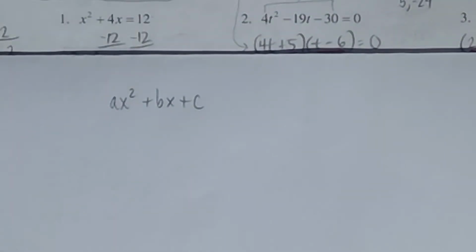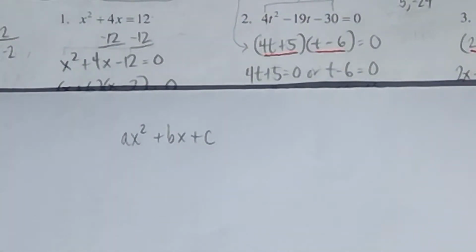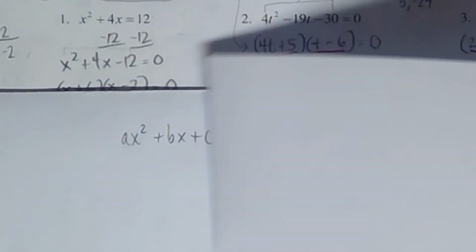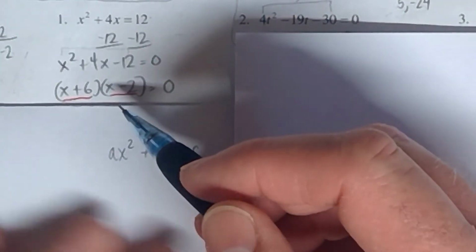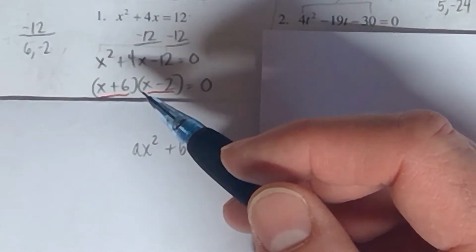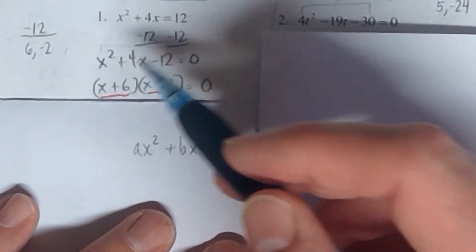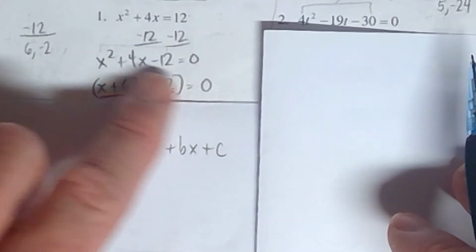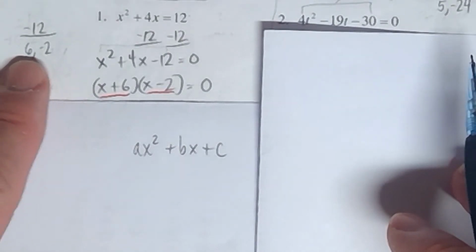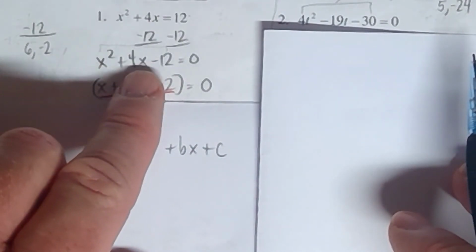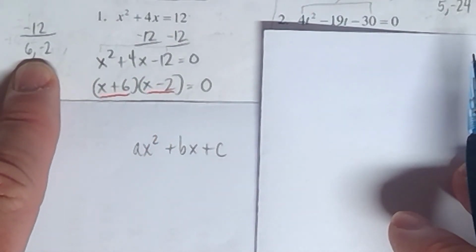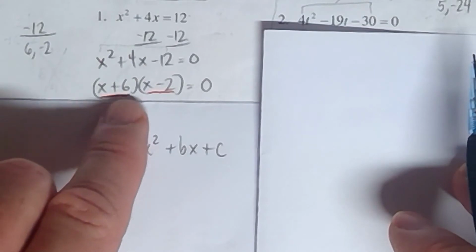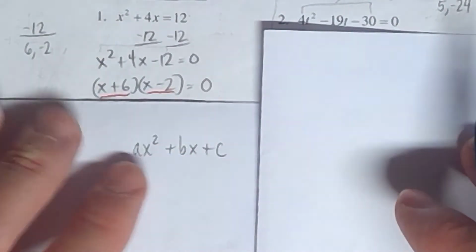Okay, then what do you do after that? You then factor what you got. All right, and I ended up with x plus 6 and x minus 2. How did I get that? I did the Berry method. Okay, 1 times negative 12 gives me the negative 12. 6 and negative 2 are the 2 numbers that add up to 4 in the middle there, and that's why I picked those. So we ended up with x plus 6 and x minus 2.